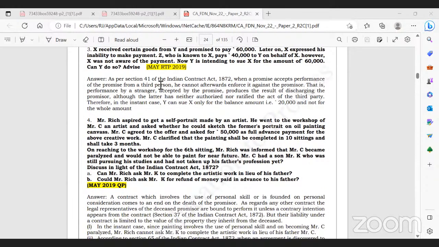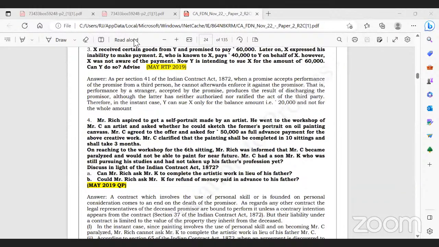On reaching the workshop for the sixth sitting, Mr. Rich was informed that Mr. C had become paralyzed and would not be able to paint for the near future. Mr. C had a son, Mr. K, who was still pursuing his studies. Now, can a legal representative complete a contract of a personal nature?